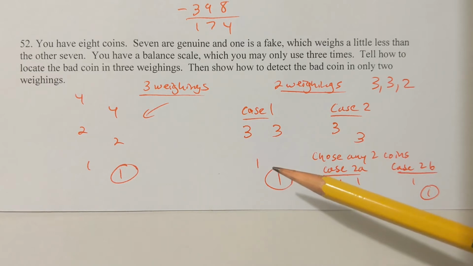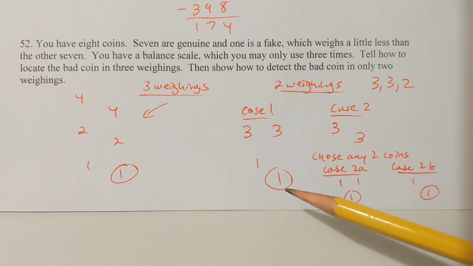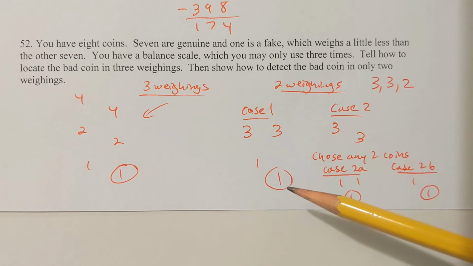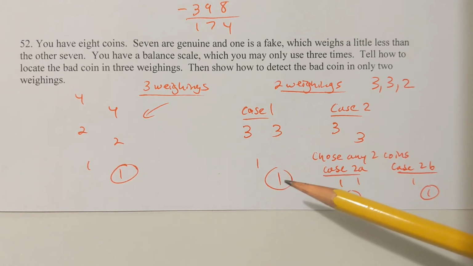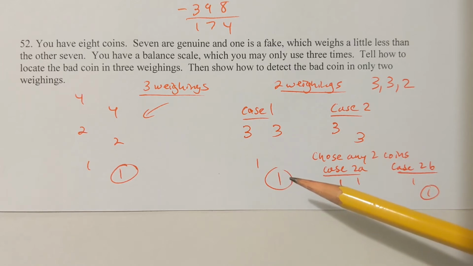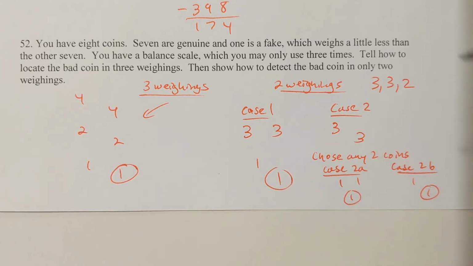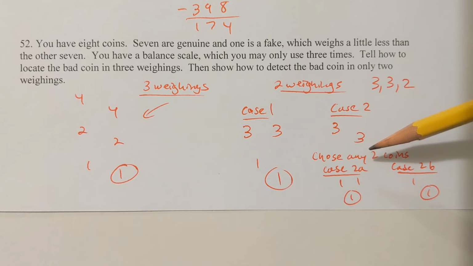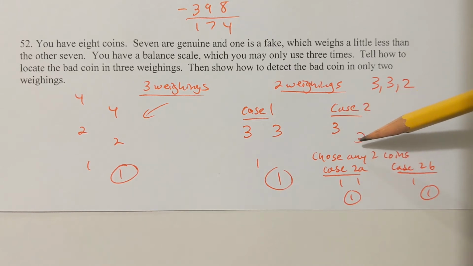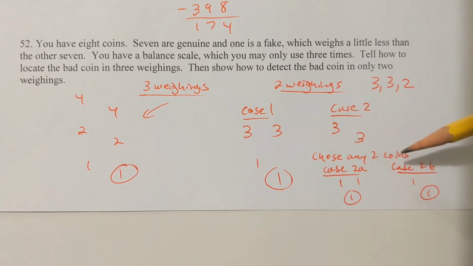So if you put 1 on one side, 1 on the other side, and suppose that one side is the side that makes it not balanced, then you identified the fake coin. Okay, case 2 is if you put 3 on one side and 3 on the other side and they don't balance. What happens if they don't balance? Well, choose any 2 coins from the side that doesn't balance. So you've got 3 coins left, and you're going to choose any 2.